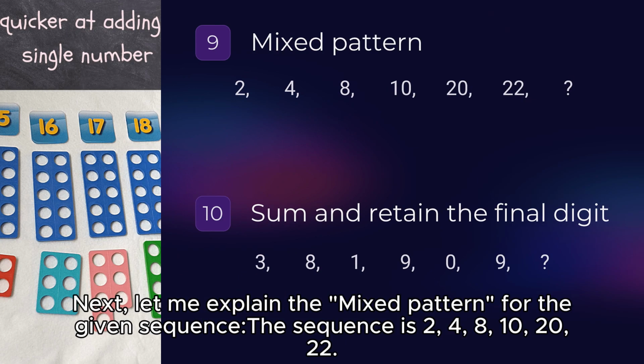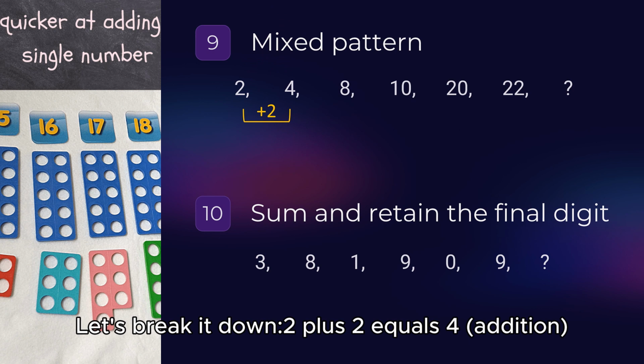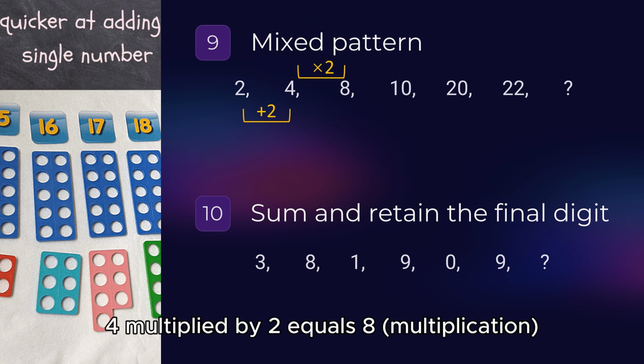Next, let me explain the mixed pattern for the given sequence. The sequence is 2, 4, 8, 10, 20, 22. If we observe the pattern, each number seems to be alternating between two operations, addition and multiplication. Let's break it down. 2 plus 2 equals 4, addition. 4 multiplied by 2 equals 8, multiplication.